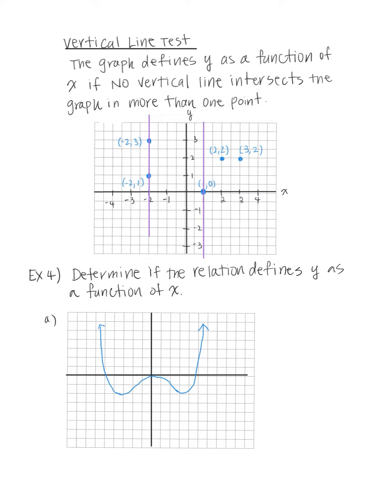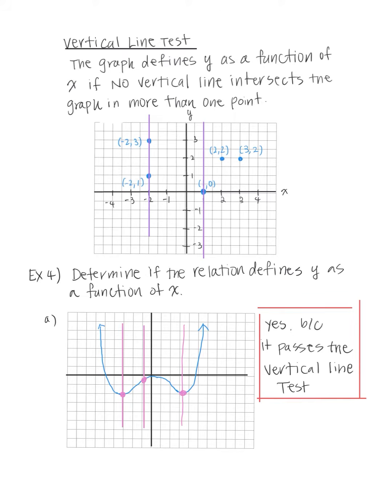Let's take a look at example 4. It says determine if the relation defines y as a function of x. So given the graph, the easiest way to determine whether it is a function or not is to apply the vertical line test. So draw a vertical line everywhere along the graph. Are there any places where that vertical line has more than 1 point? I don't think so in this case, because no matter where I draw the vertical line, do you see that your line is going to intersect the graph at 1 point only? Therefore, yes, this is a function of x. And sometimes we say yes because it passes the vertical line test. Anyways, let's do a few more examples.